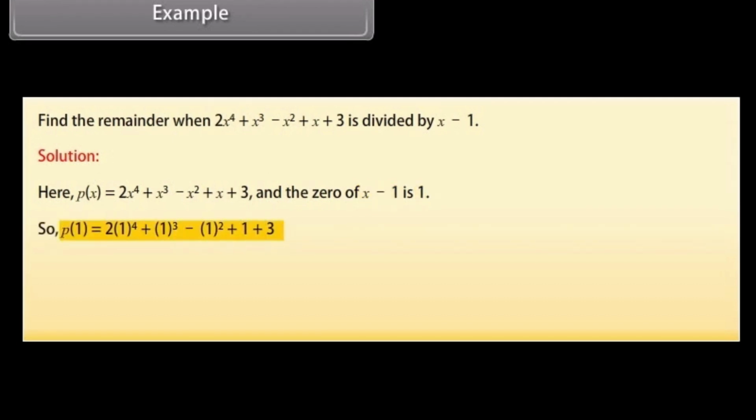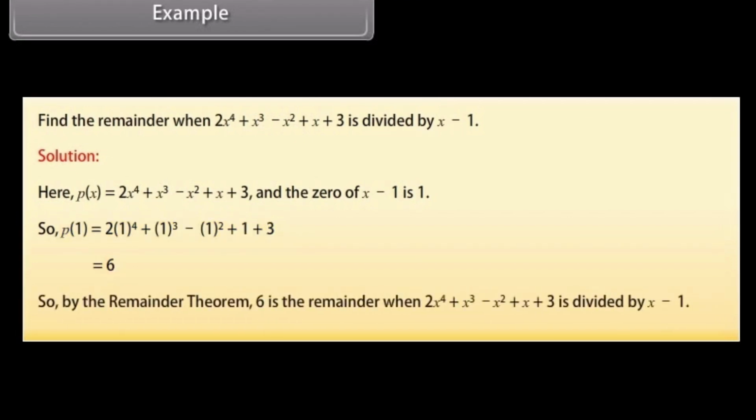So, p(1) = 2(1)⁴ + 1³ − 1² + 1 + 3, which is equal to 6. So, by the remainder theorem, 6 is the remainder when 2x⁴ + x³ − x² + x + 3 is divided by x − 1.